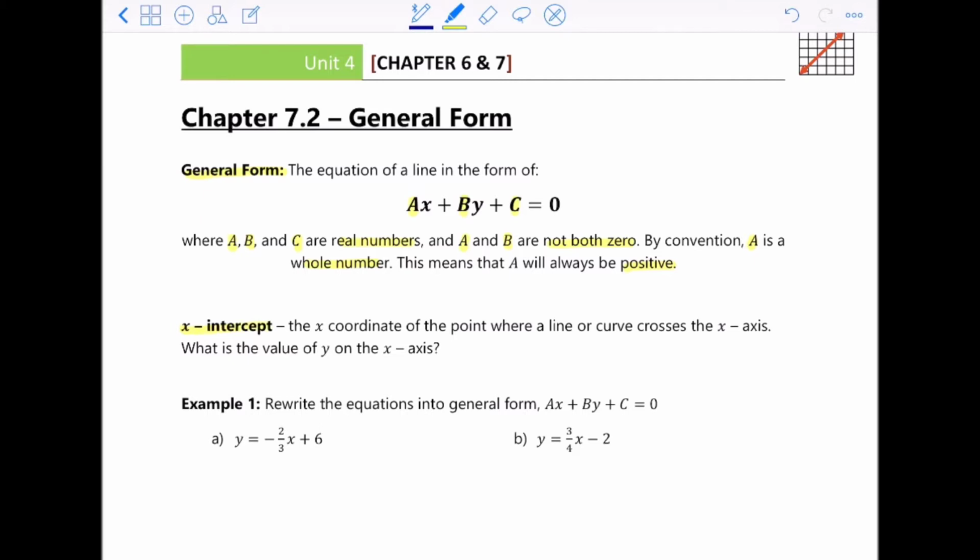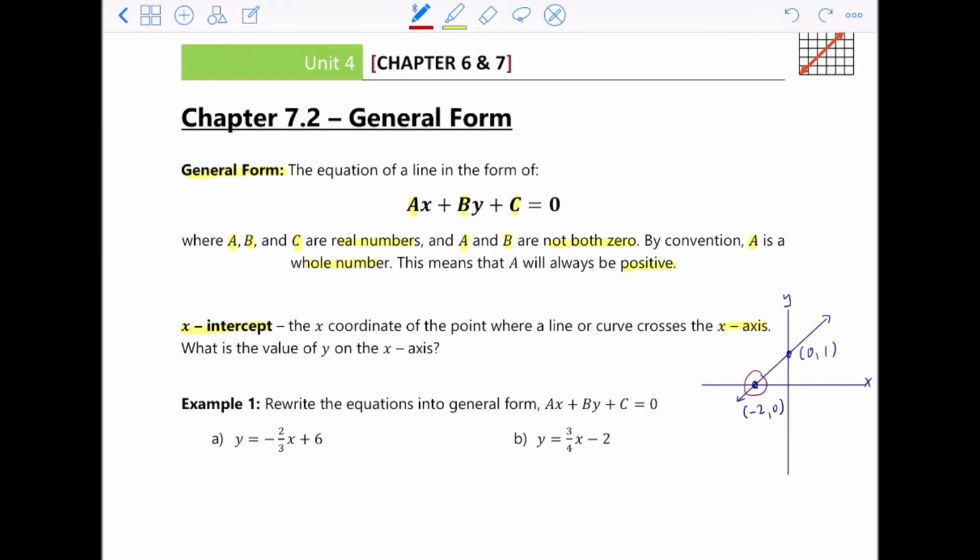X-intercept is the x-coordinate of a point where a line or curve crosses the x-axis. So what is the value of y on the x-axis? For example, if we have a graph that goes straight like this, and this is the x-axis and y-axis. So this point here, let's say that coordinate is -2 and 0, and this point here is 0 and 1.